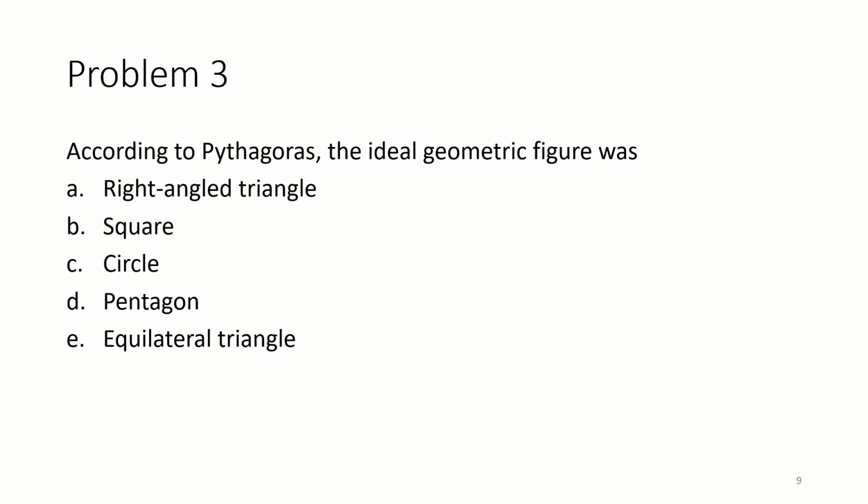So essentially, it's C actually. So it is kind of a diversion. He developed the Pythagoras theorem that opened up a lot of things in the right angle triangle, but he believed that the circle was one of the ideal geometric figures.